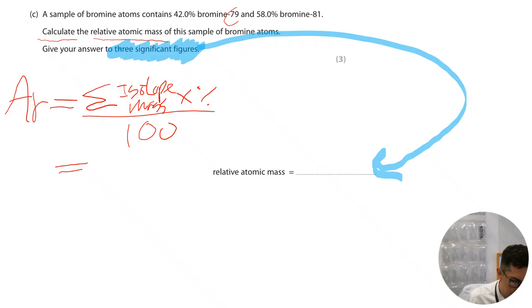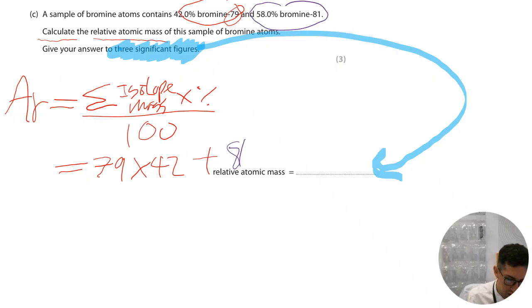So the first one is there, 79. So its mass is 79 times its percentage, 42. So I've just done this one. And then you plus, so sum of means plus. I'll do this one in a different color. So 81 is the mass of bromine-81 times its percentage, 58. And then we'll divide that by 100.